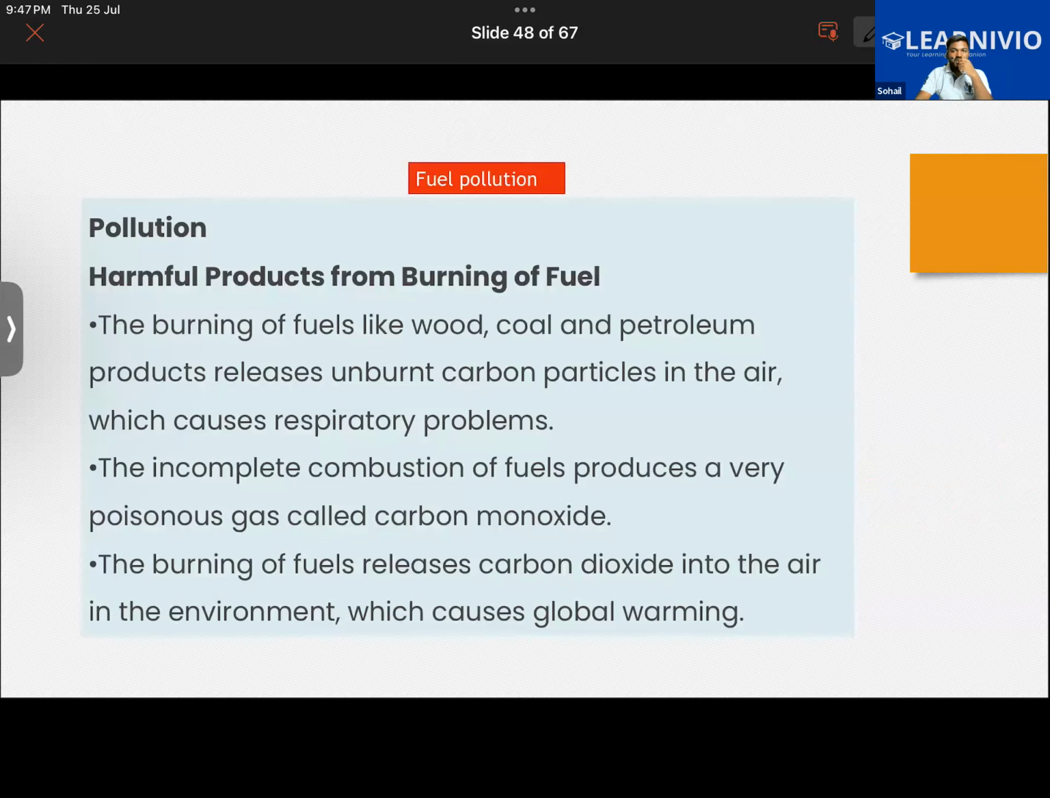Now we are going to learn about some other basic things. We are going to be learning about the pollution caused due to burning of fuels. What are the different types of problems which we are facing because of burning of the fuels, right? So quickly read the given paragraph.